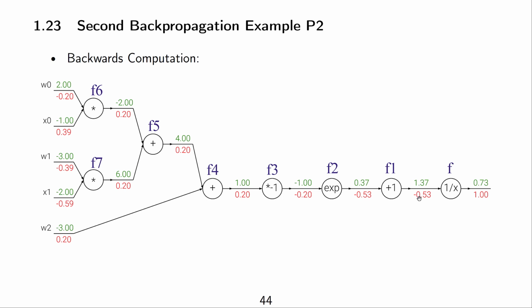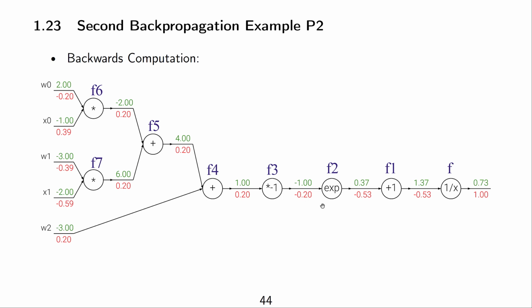Okay, quickly, this is a +1, so the upstream gradient is routed straight through because the local gradient is 1. This node here computes e to the power of something, and the upstream gradient is minus 0.53, and the local gradient is also e to the power of the input. All right, so e to the power of minus 1, we actually luckily know what it is. It's 0.37 because the forward pass computed exactly this number.